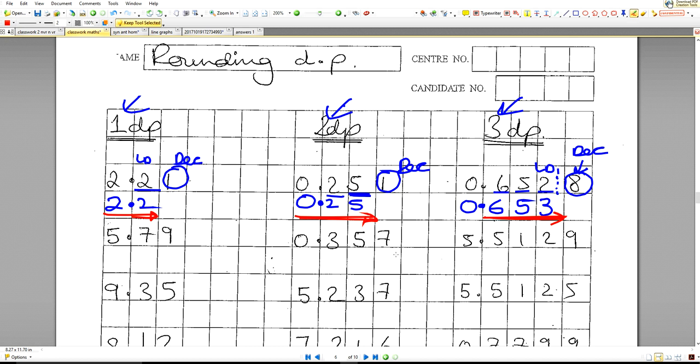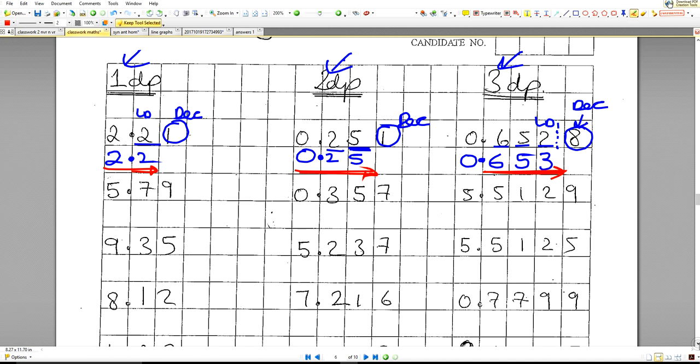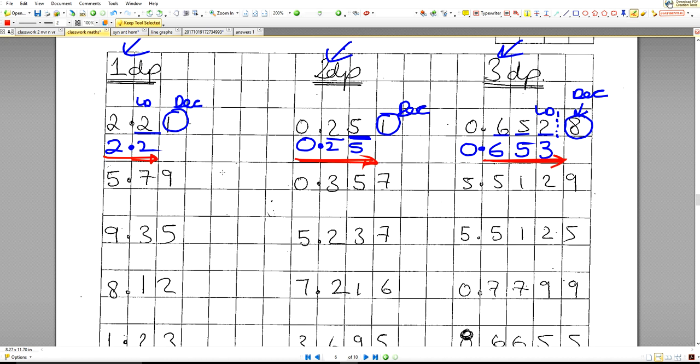What we're going to do now is another row of questions, and then I'm going to give everybody on YouTube a chance to have a go at other questions. So let's have a look at 9.35. We have our last digit, and this one's going to be called the decider.